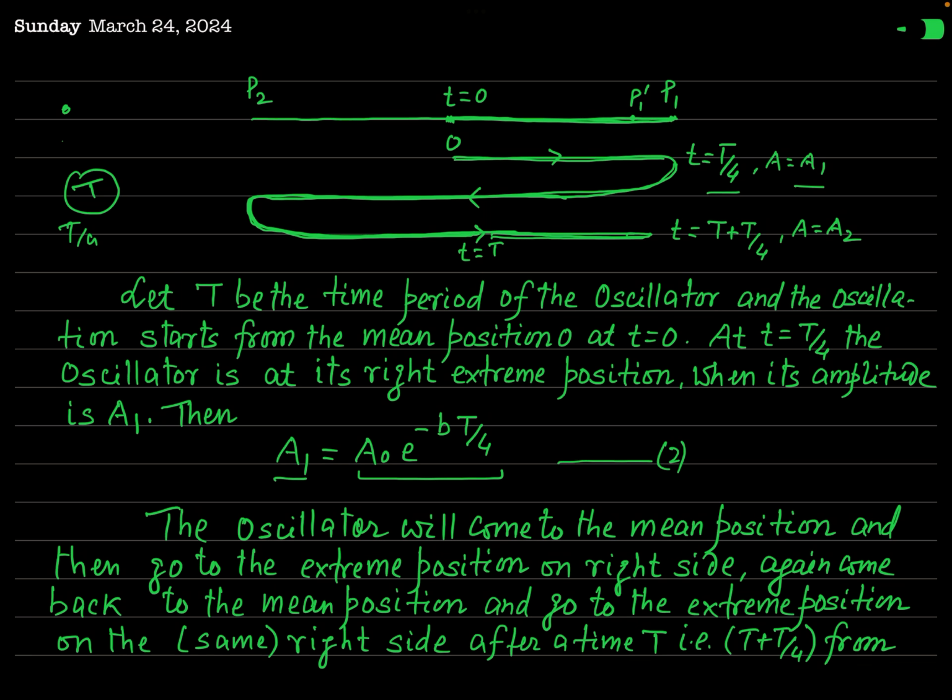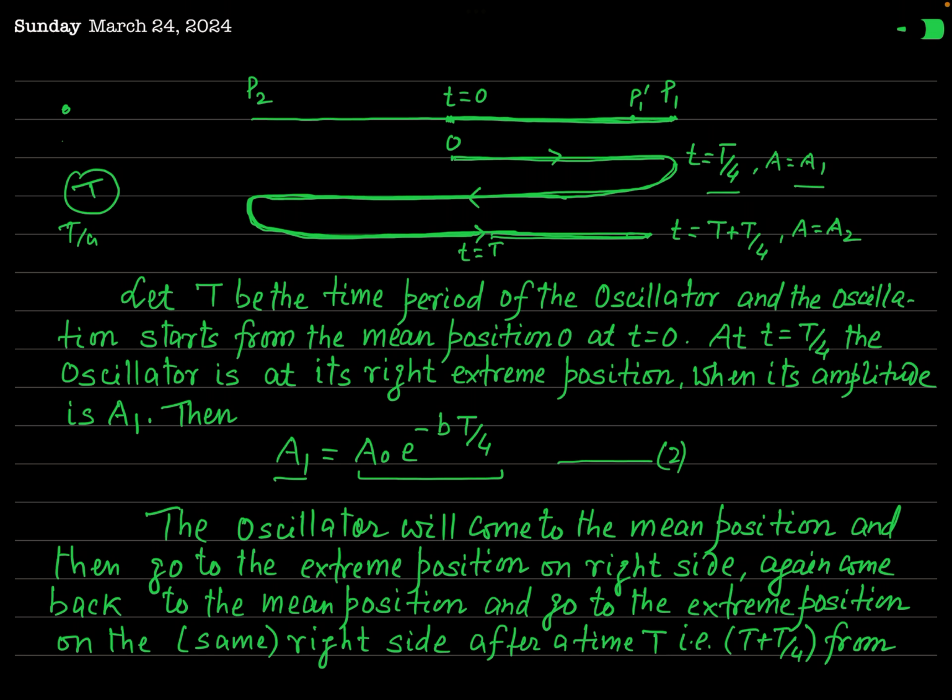So starting, if you measure the time from the start of the oscillator, that is from O, then this particle will return back to the extreme position on the same side, according to this figure on the right side, at a time T plus T by 4. Is it clear to you or not?